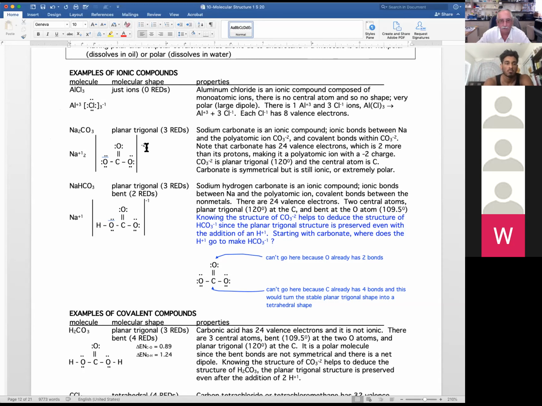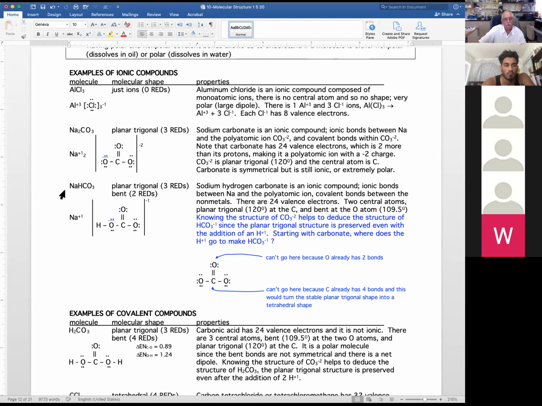And I don't need to look at electronegativity differences over here. It doesn't matter whether that's polar or nonpolar. You know why? This is an ion. That -2 charge means that there are 2 more electrons than there are protons in this group of atoms. It's a polyatomic anion, isn't it?